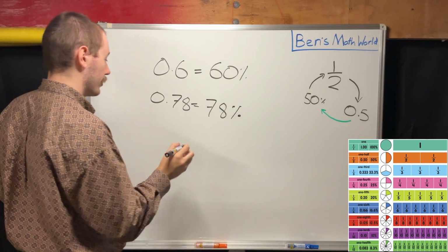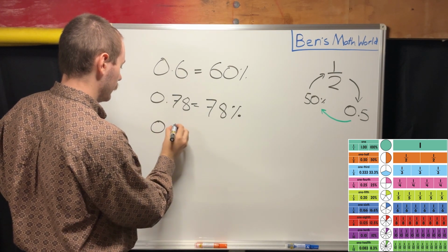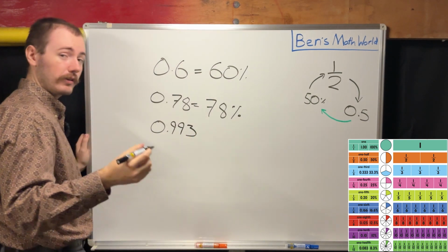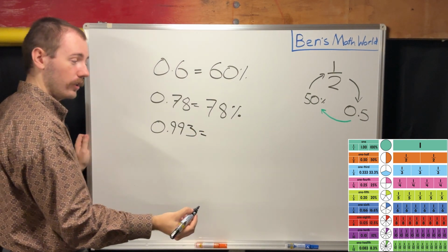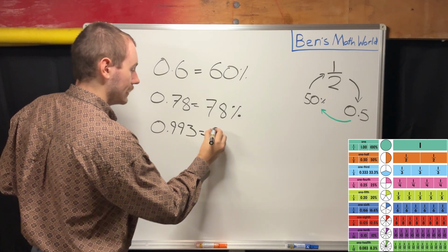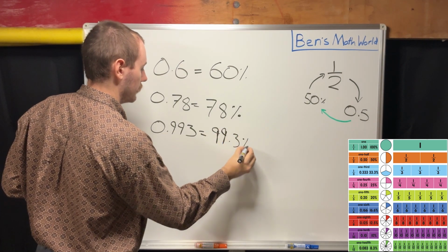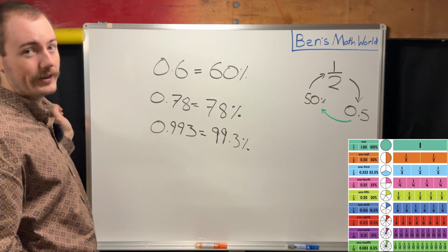Now let's try a bit of a trickier one. Let's do 0.993. Okay, now what's this as a percentage? Times by 100, we're going to get 99.3 because this 3 doesn't quite make it over the decimal. It's going to stay behind. We leave the decimal in.